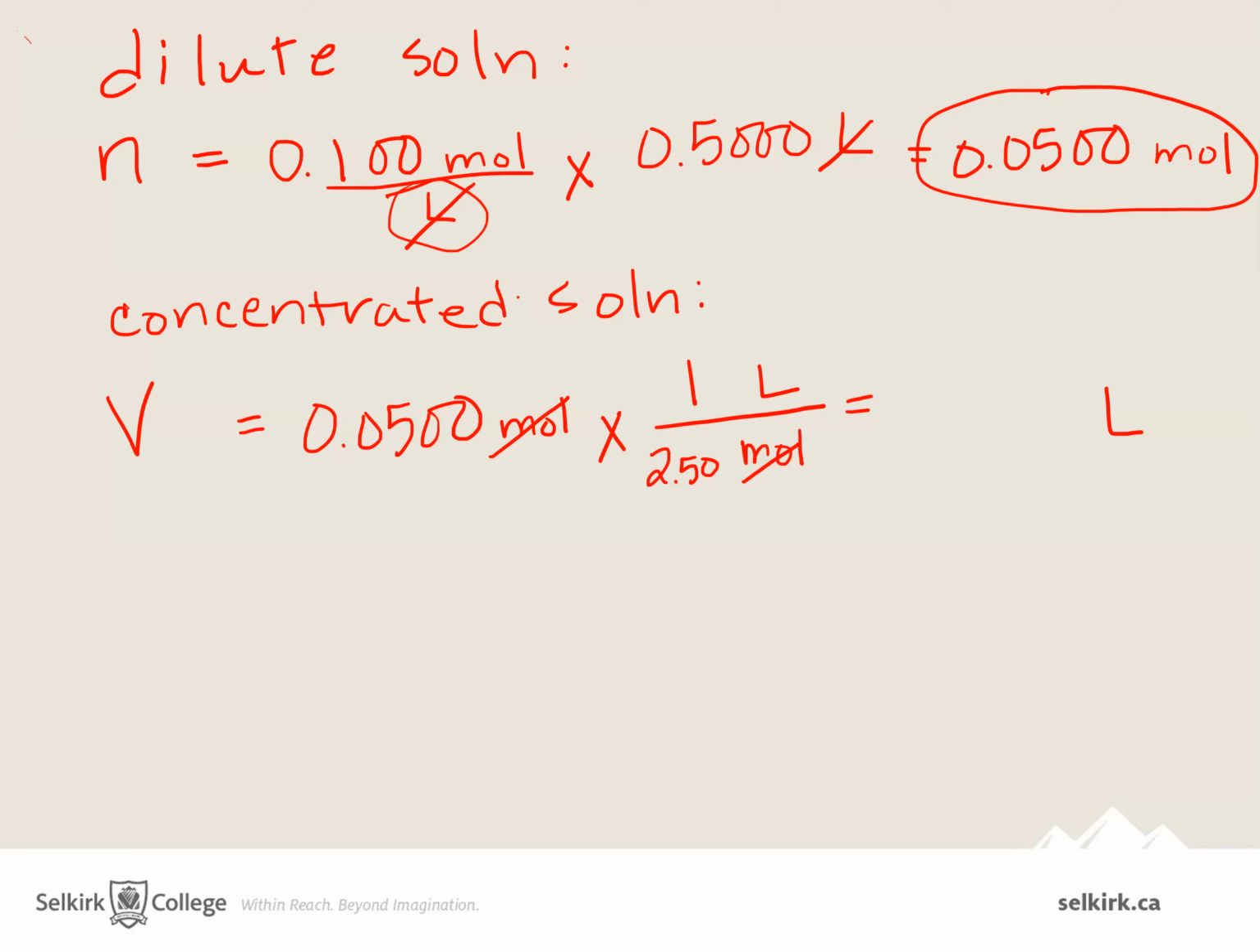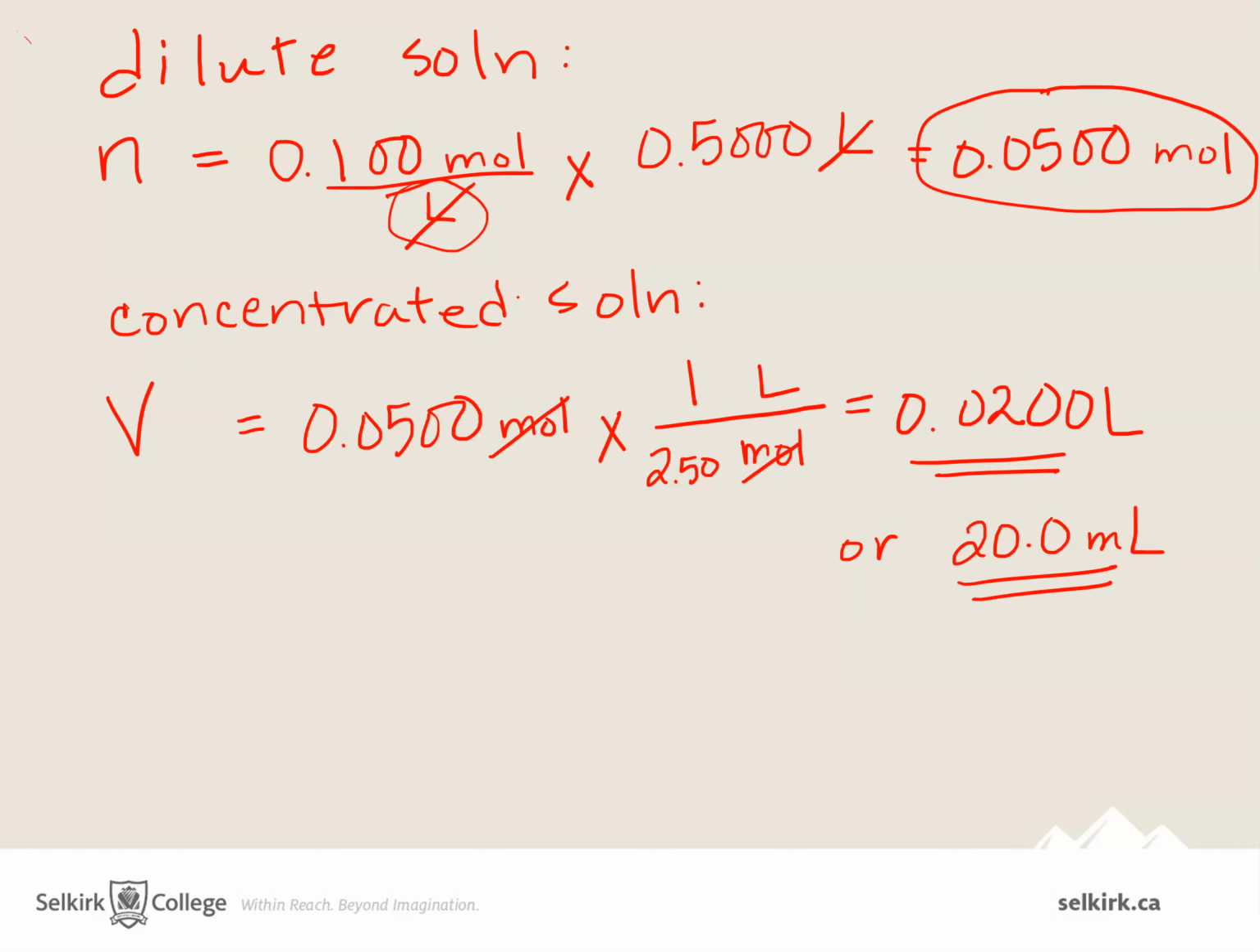0.05 divided by 2.5, to the 3 significant figures I'm allowed, is 0.0200 liters, which is a perfectly fine answer, or it might be more meaningful to express it in milliliters. That would be 20.0 milliliters. So we would transfer 20.0 milliliters from the original solution into the 500 milliliter flask and dilute it to the mark with deionized water.